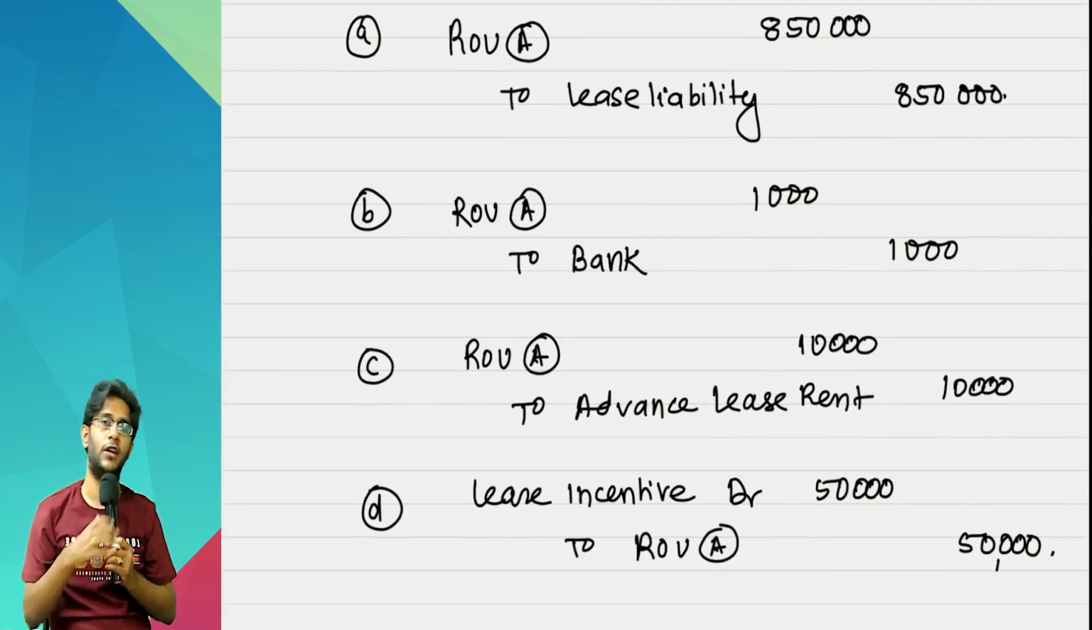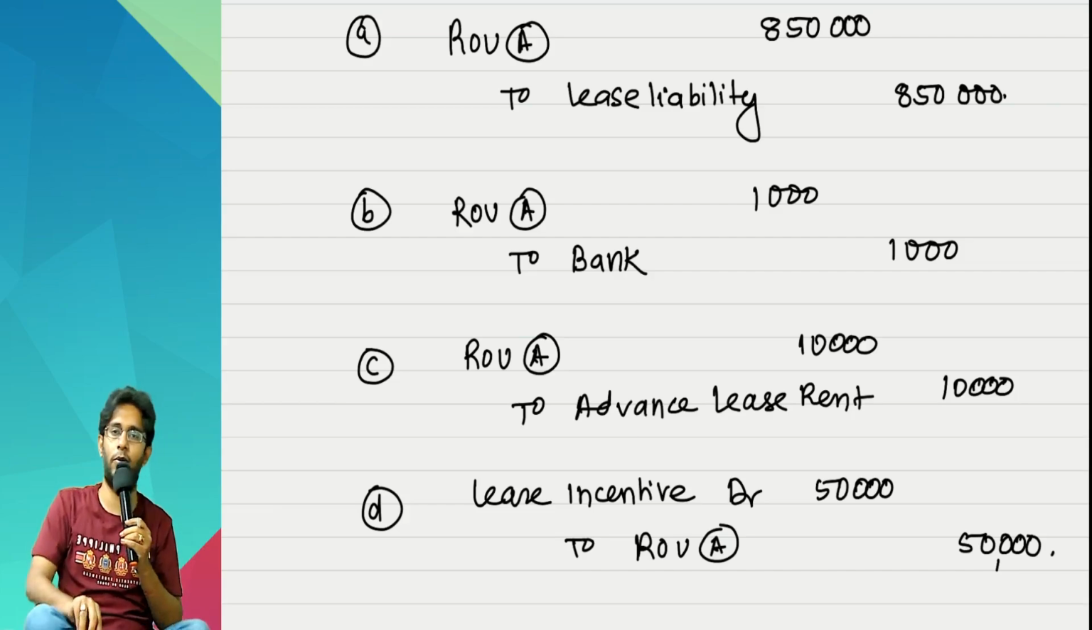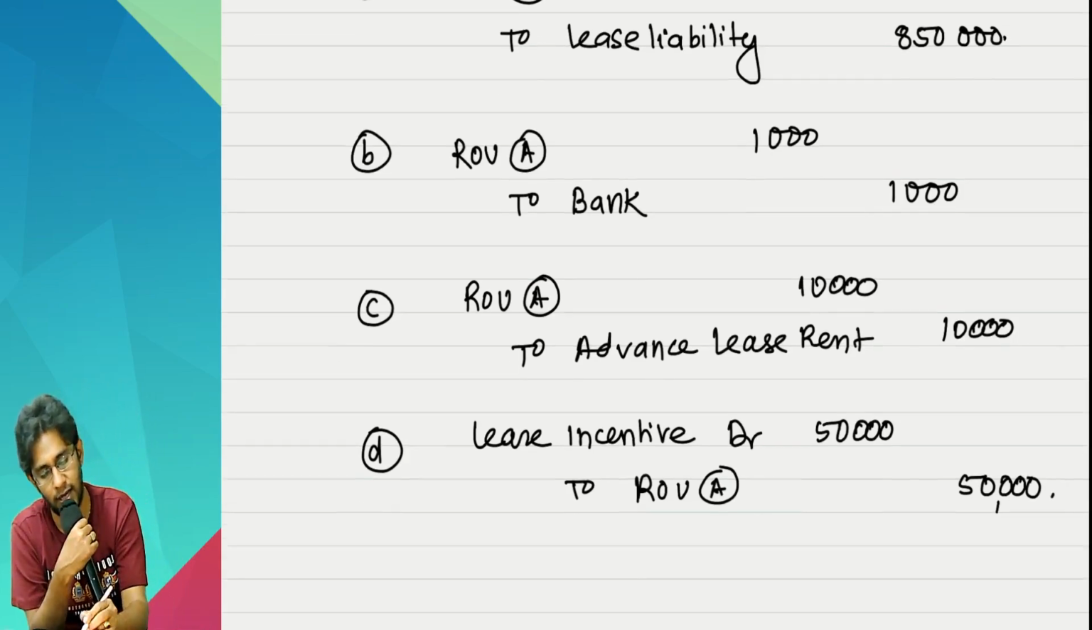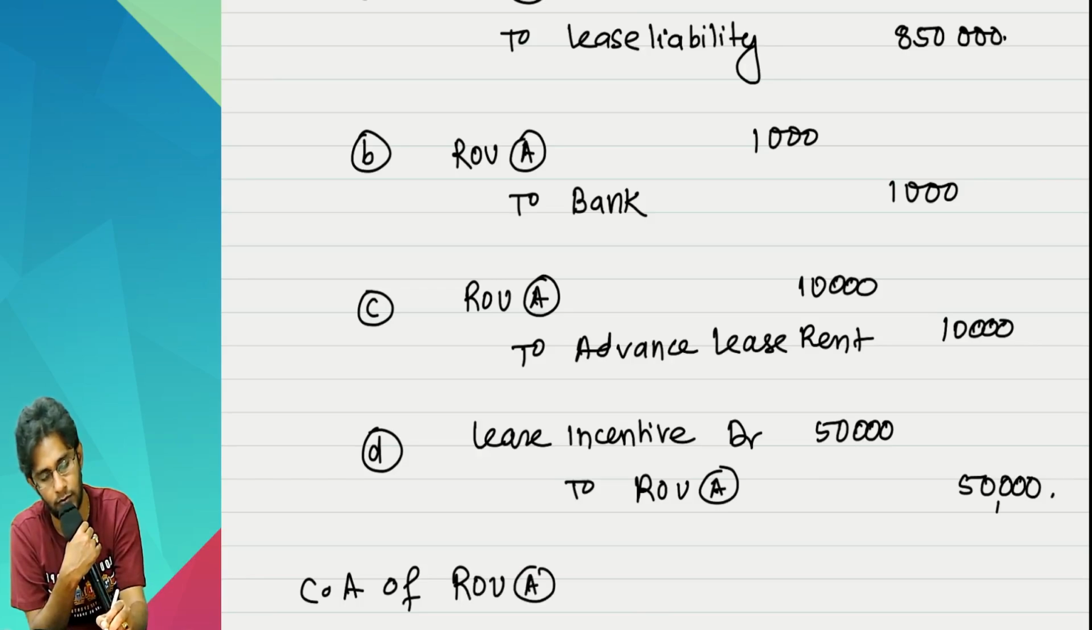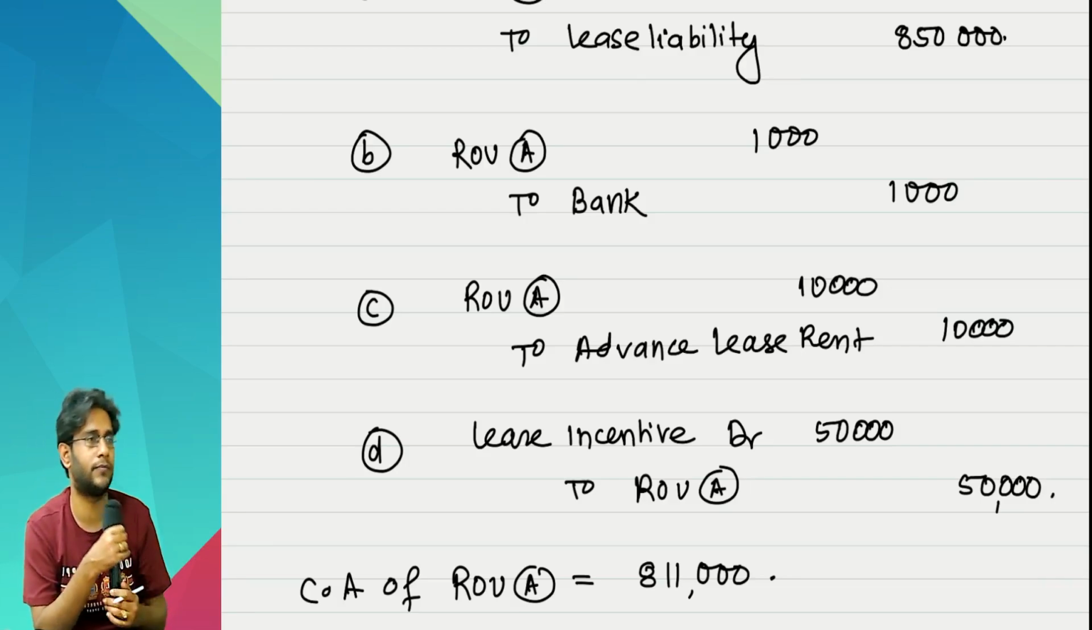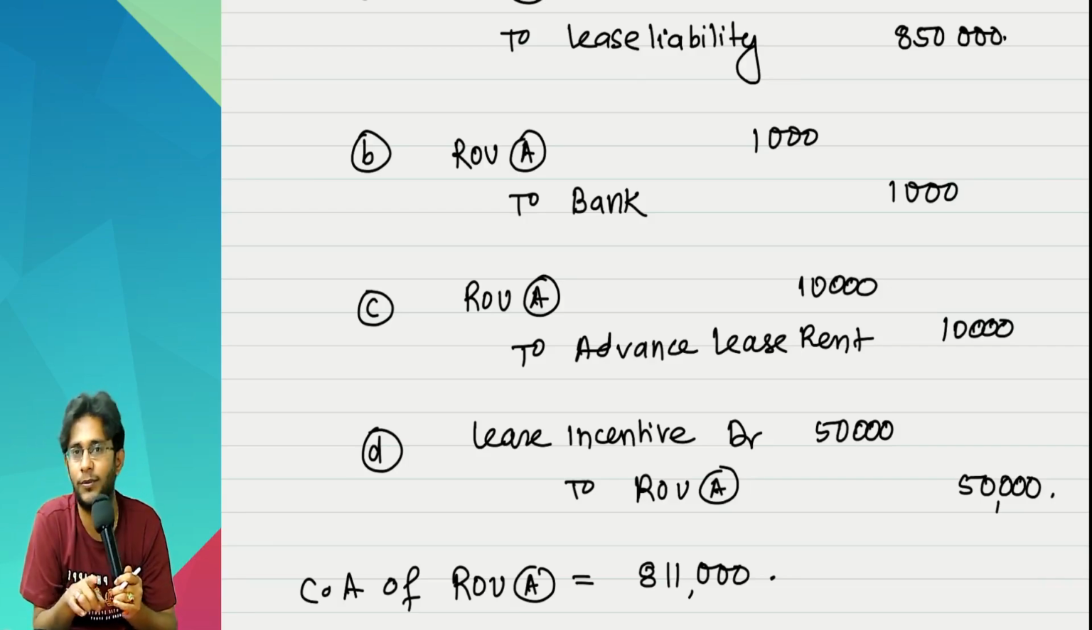All these entries on which day are you passing? Commencement date, 1st February you are passing it. So what is the carrying amount of ROU asset? Work out. 8,11,000, no? Correct. That's it. That fellow did a mathematical table of that.